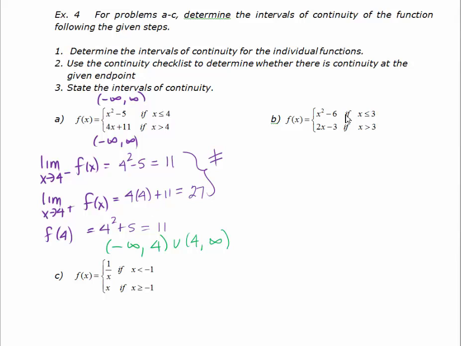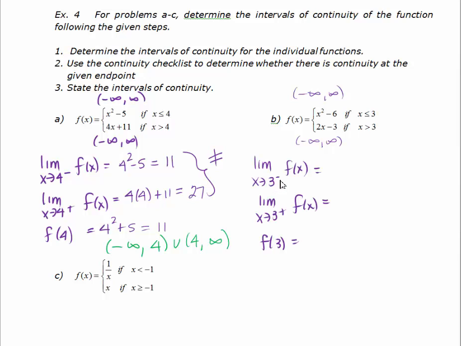Alright, let's look at the next scenario here, and we'll look at the individual functions again. They're both polynomials. So if they were just standalone functions, they would be continuous everywhere. There's no point of discontinuity on those individual functions. So both functions would be continuous everywhere if they were just standalone functions, and so our concern is what's happening at 3. So we want to find the limit as x approaches 3 from the left, from the right, and we want to find f of 3.